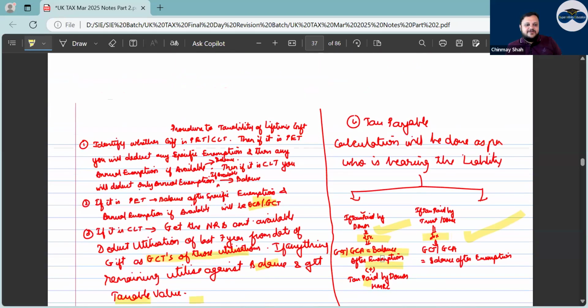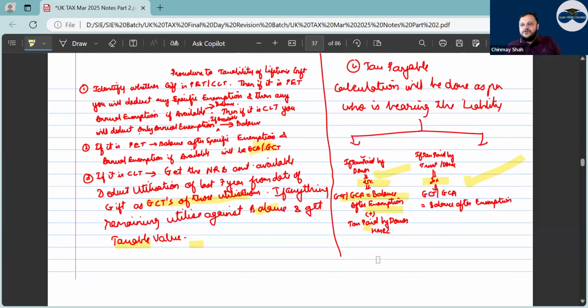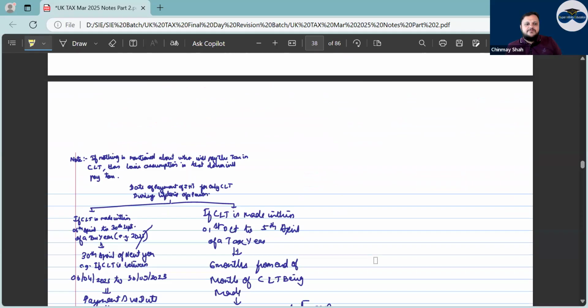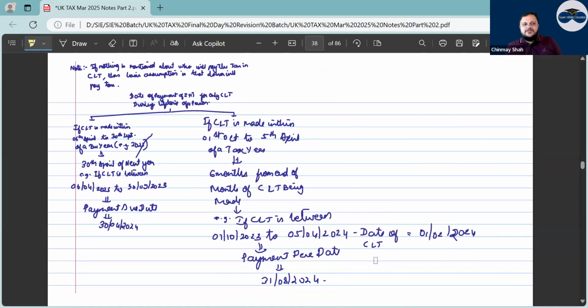The whole procedure in 4 points. If you read this, 90% of your problems will get solved. If you sit with this and solve questions, more than enough, right? Life is sorted, correct? So go ahead. If nothing is mentioned about who will pay the tax on CLT, then the basic assumption is that donor will pay the tax, correct? Date of payment is what?